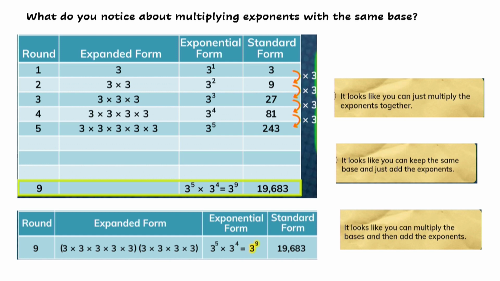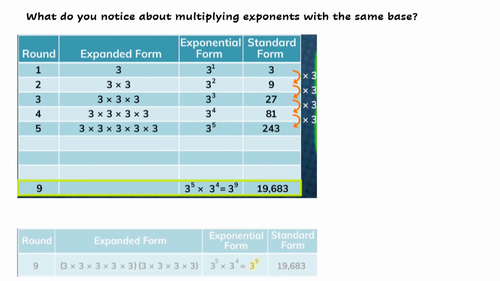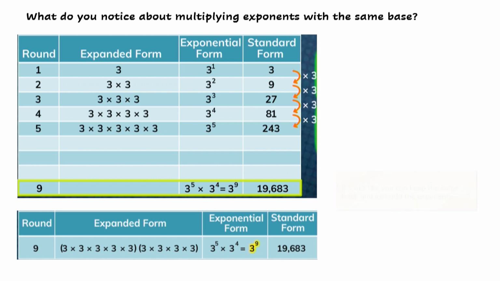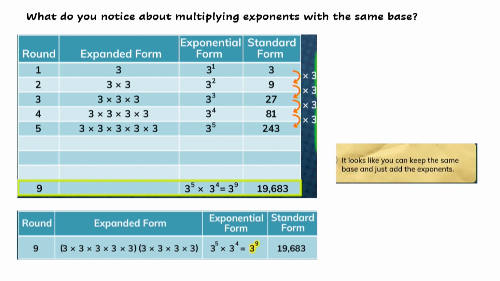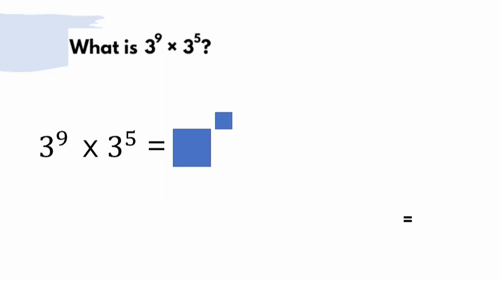And then the last one says, it looks like you can multiply the bases and add the exponents. Well, if I multiply the bases, that would be 3 times 3 is 9. And I add the exponents, that would be 9. That would be 9 to the 9th, and that's not our answer. So you are correct. When we expand it out, we can keep the same base and add the exponents. I wonder if that works for everything. Let's see. You get to try.